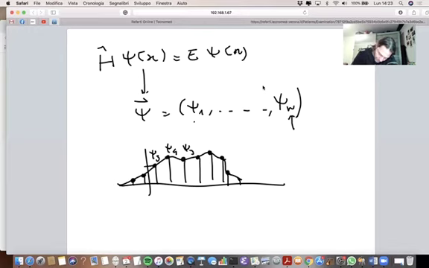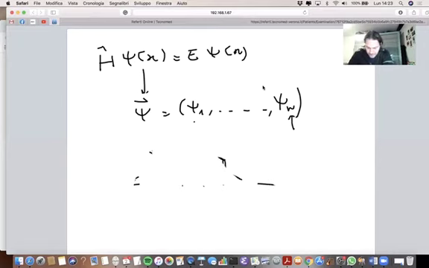This is psi 3, this is psi 4, this is psi 5, and so on and so forth. Okay. Now I want to look at what the Hamiltonian of any differential operator becomes after discretization.